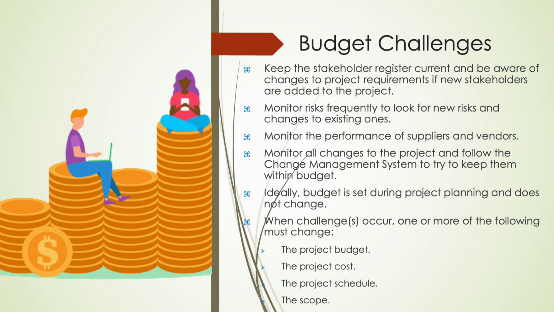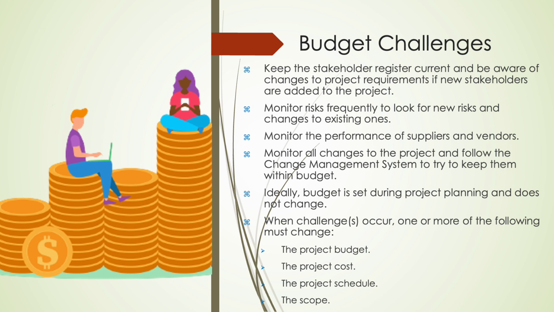In an ideal project, the budget is carefully set during the planning phase and remains stable throughout the project's life cycle. However, we know that projects rarely exist in a perfect environment. New or changing requirements, the emergence of new risks, or shifts in the probabilities and impacts of existing risks can all challenge the original plan.